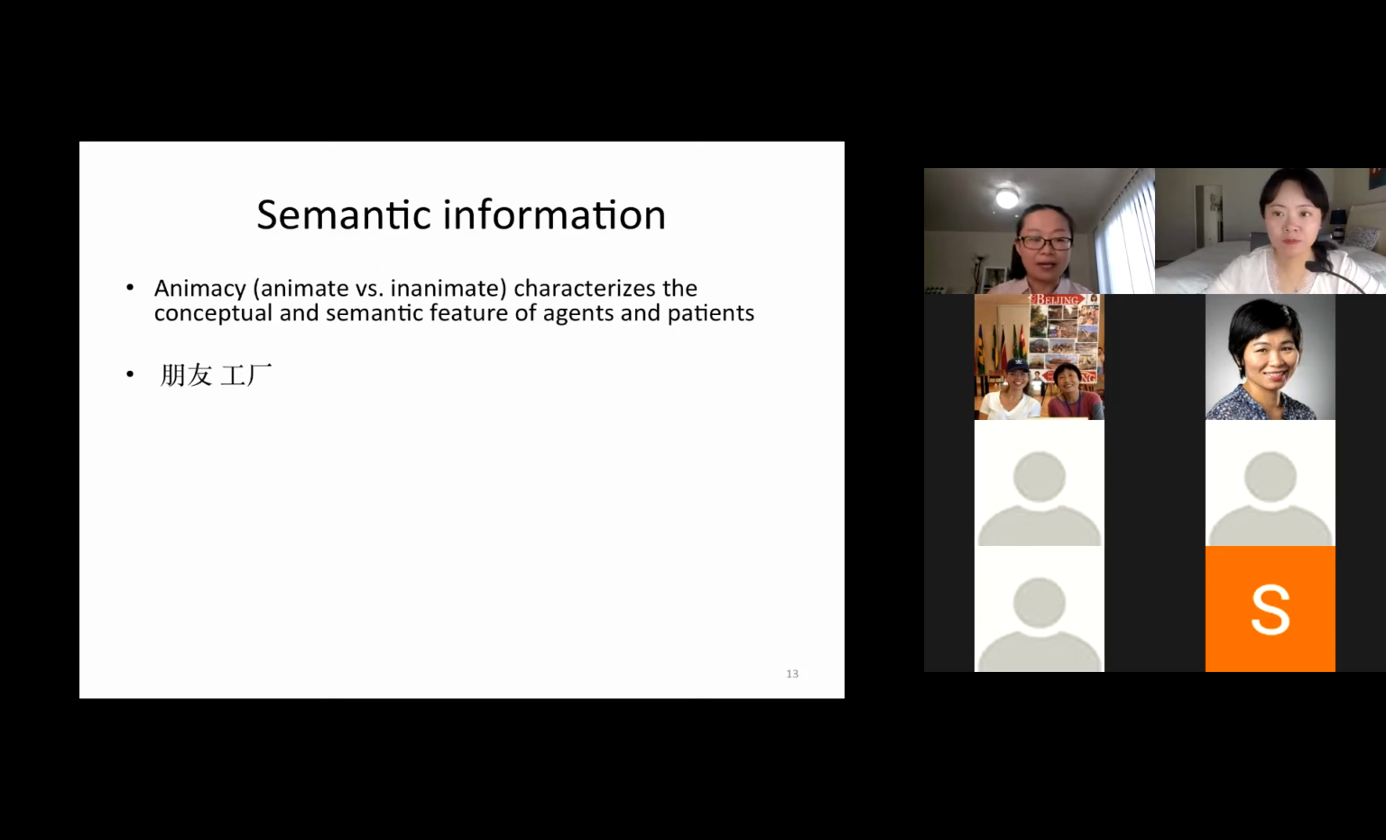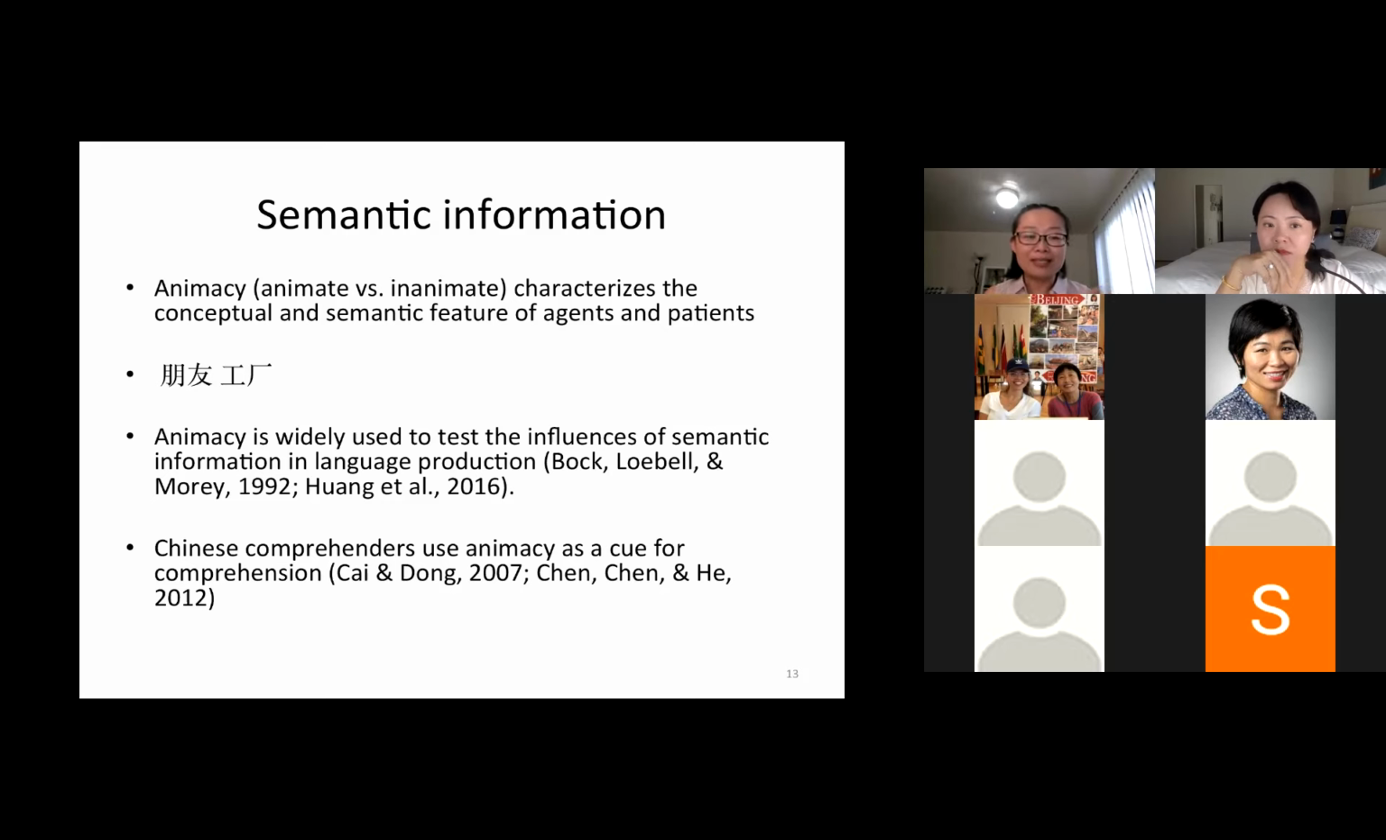For example, here there are two words. One is 朋友, so it is animate. 工厂 is inanimate. So in our study, we manipulate the animacy of patients in the sentences to test the semantic information.